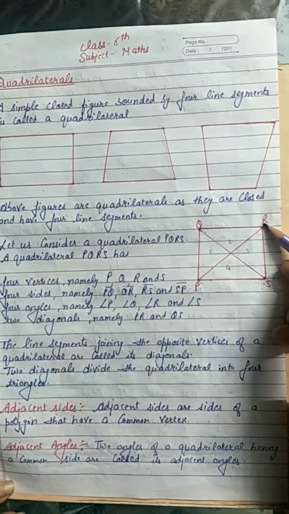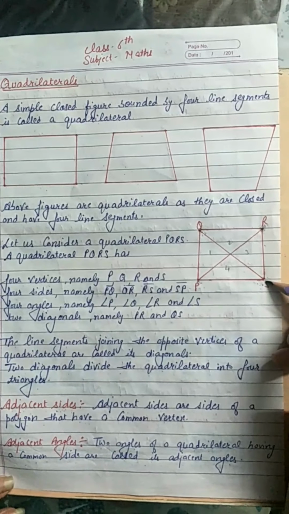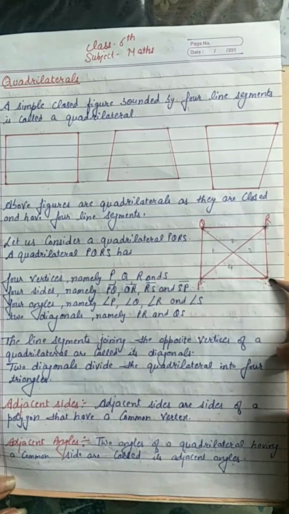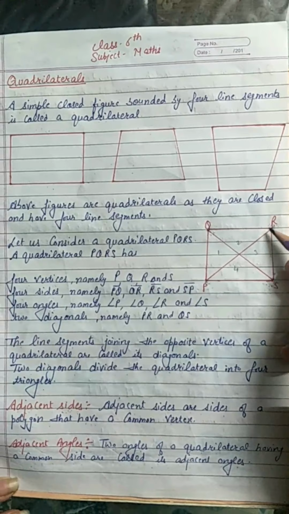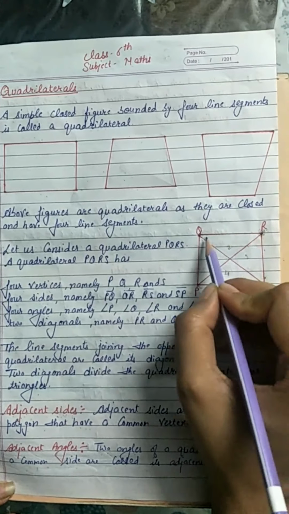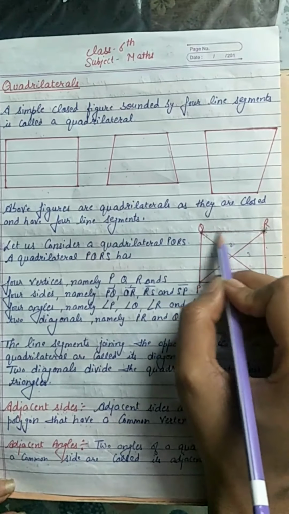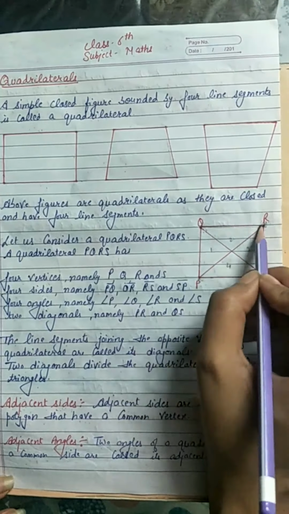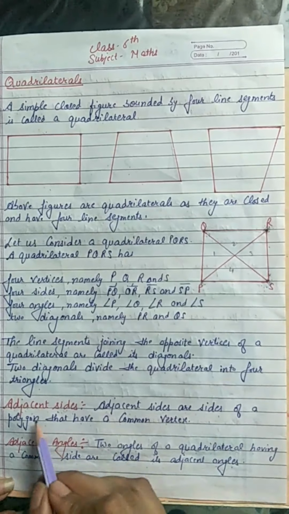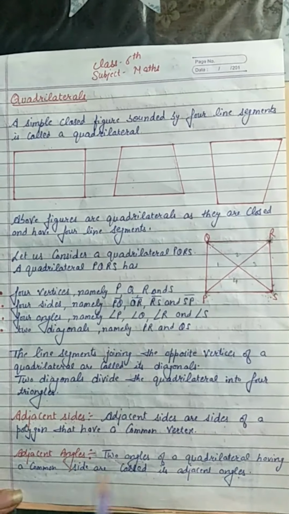Similarly, angle R and angle S are adjacent angles because RS is the common side of these 2 angles. Similarly, angle Q and angle R are adjacent angles. Why? Because QR is a common side of these 2 angles. I hope adjacent sides and adjacent angles are clear to all.